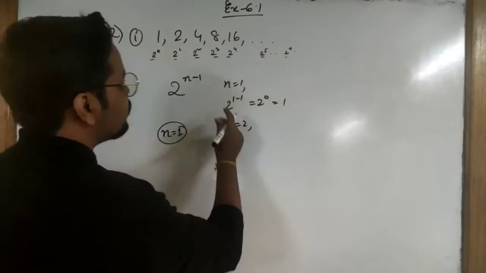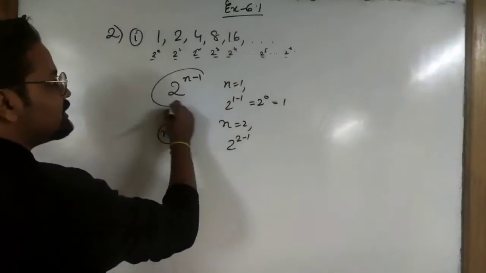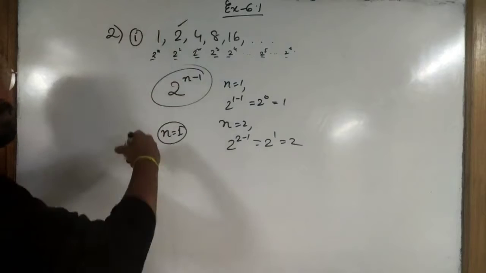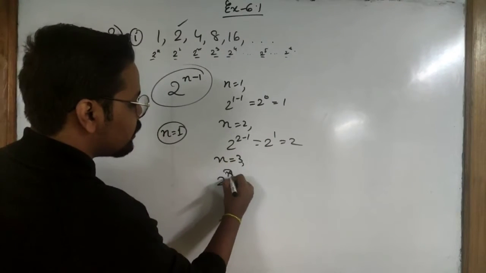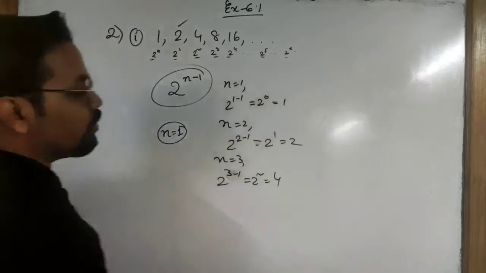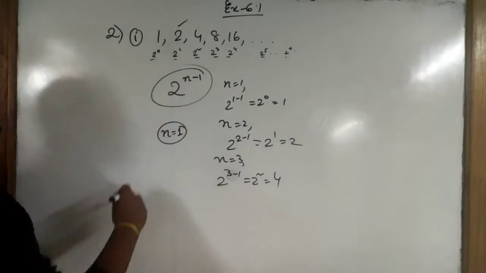For n equal to 2, the second term, 2 to the power 2 minus 1, because this is the general term, 2 minus 1 will become 2 to the power 1, which is 2. This is our second term. For the third term, n equal to 3, it becomes 2 to the power 3 minus 1, which is 2 square, it becomes 4. So you can see it is matching. So that means our general term should be 2 to the power n minus 1.